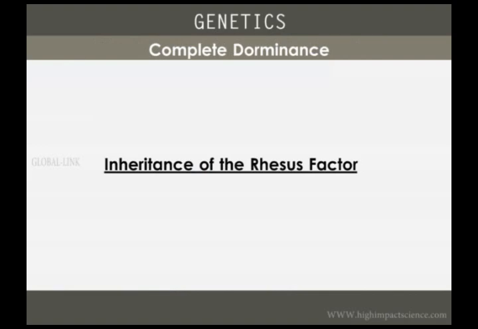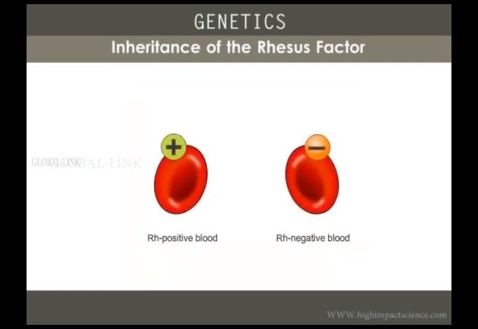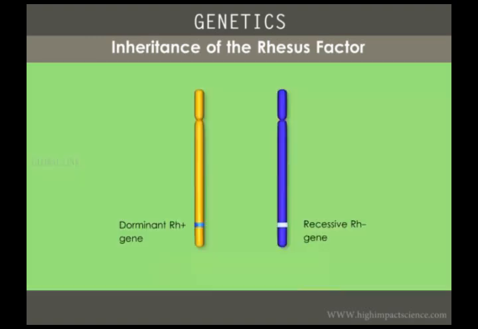Another example of complete dominance is seen in the inheritance of the rhesus factor. Rhesus factors are antigens found on the surface of the red blood cells. The presence of the antigen makes an individual rhesus positive, while its absence makes the person rhesus negative. The presence of the rhesus antigen is due to a dominant gene which is dominant over the gene for its absence. If one of the parents is rhesus positive, then all the children will be rhesus positive.